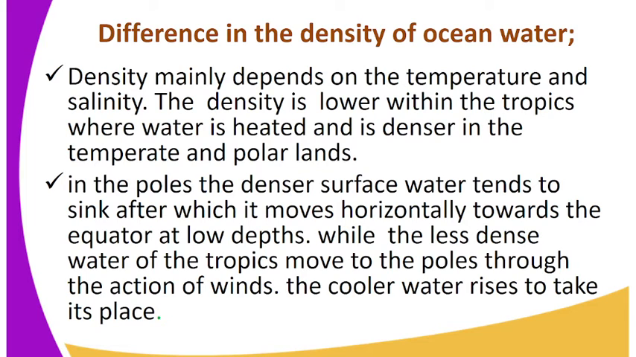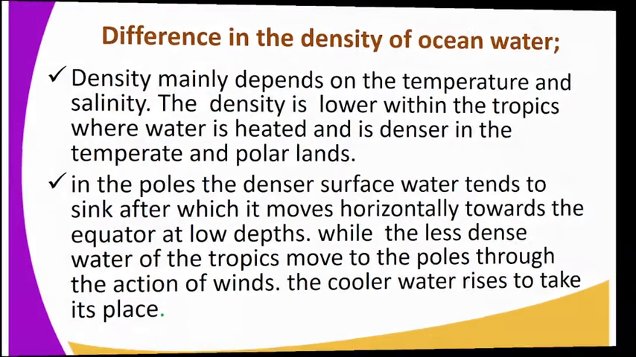In the poles, the denser surface water tends to sink, after which it moves horizontally towards the equator at low depths, while the less dense water of the tropics moves to the poles through the action of winds. The cooler water rises to take its place.